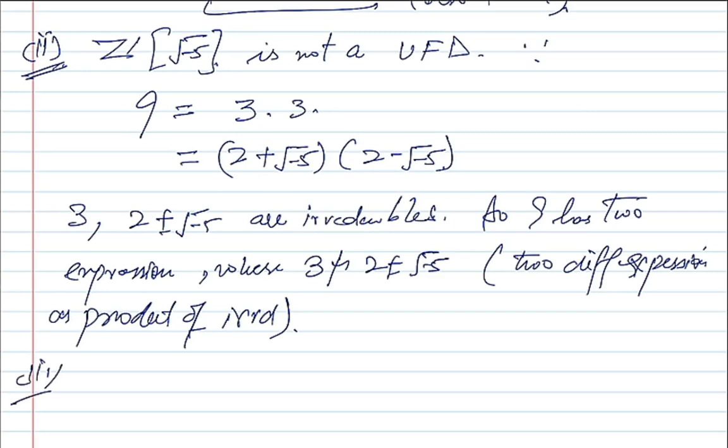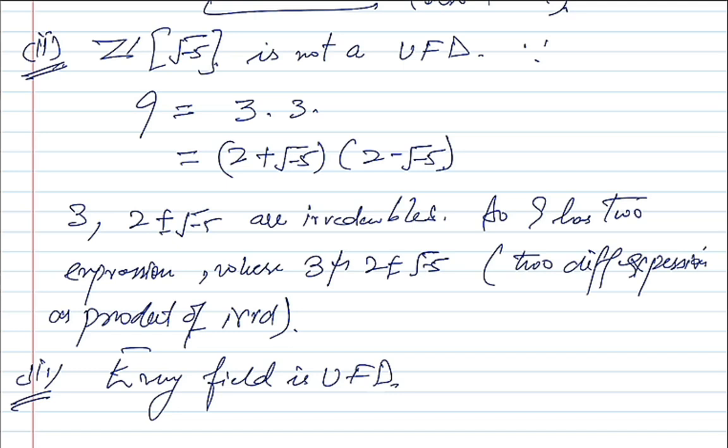Third is: every field will be a UFD, because all the non-zero elements are associates. Okay, so you will have no problem; every expression will be unique. It is a trivial example.